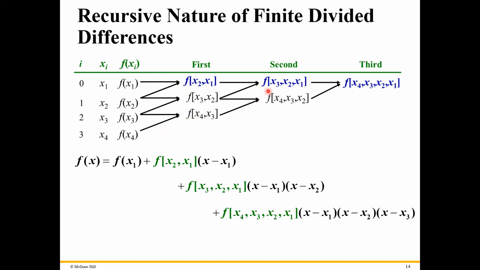And then we will find the second differences, f(x3) over f(x1), and that will be x2, x3, x3, x2, x1, and then x3, x4, x4, x3, x2. And then for the third order, it will be x4, x3, x2, and x1. That will be the third order difference.